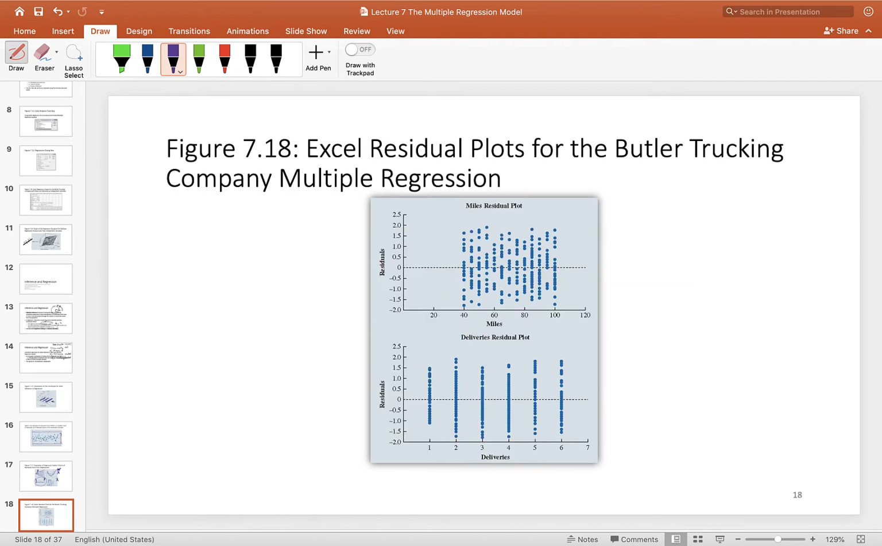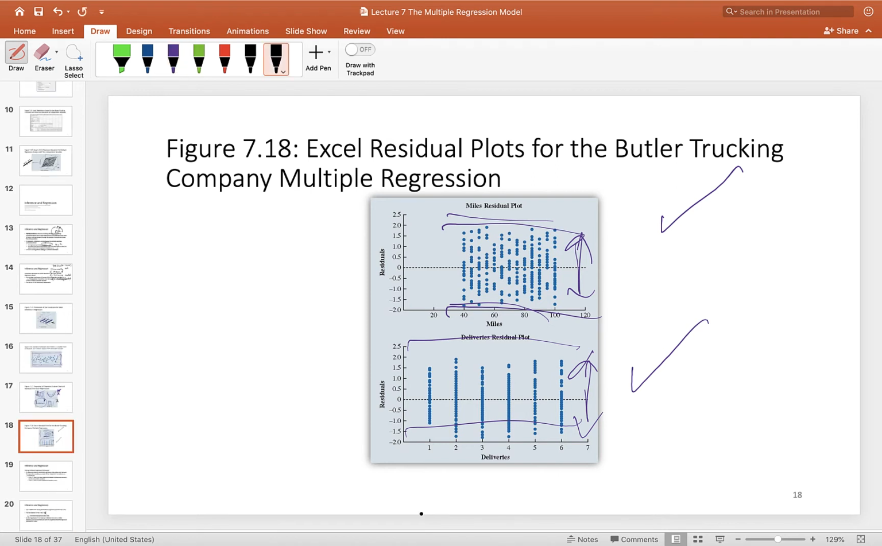This is the Butler Trucking example. And when we look at the Butler Trucking example, the residuals here look good as well, don't they? They look very good. The variability seems about the same all the way along. There's nothing to indicate that we don't have normality here. So again, this one I would agree with, it's giving me a good indication that our conditions to use regression have not been violated.